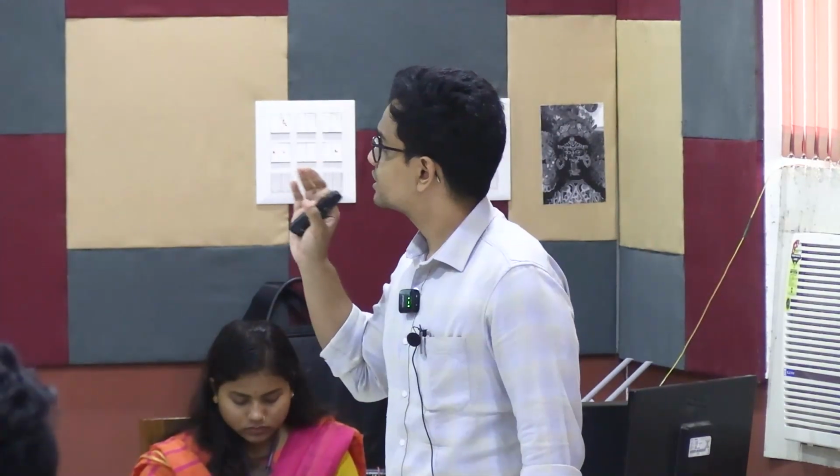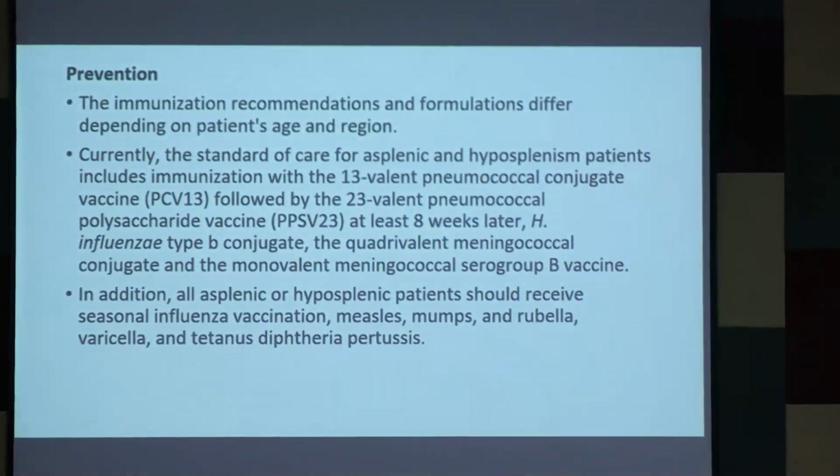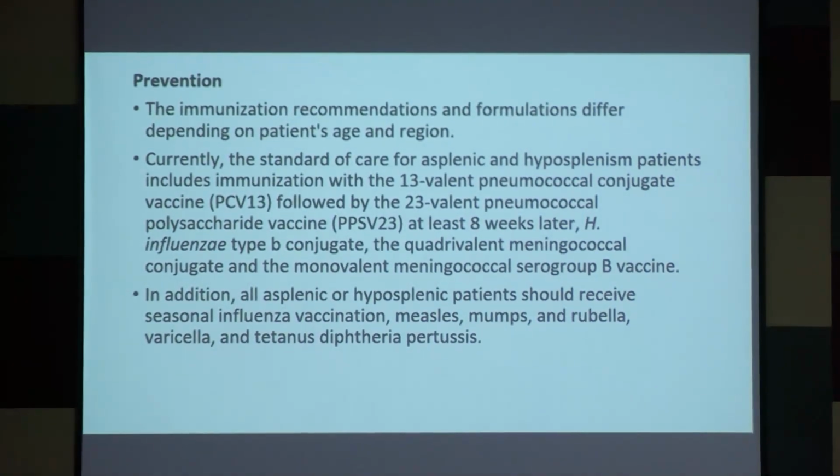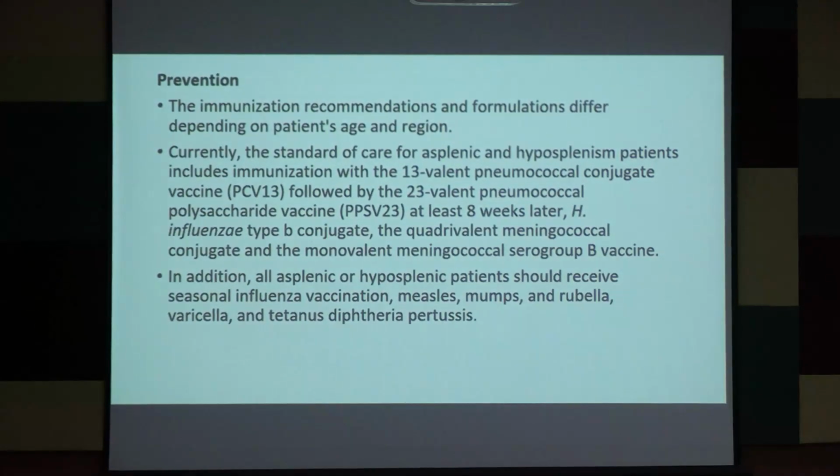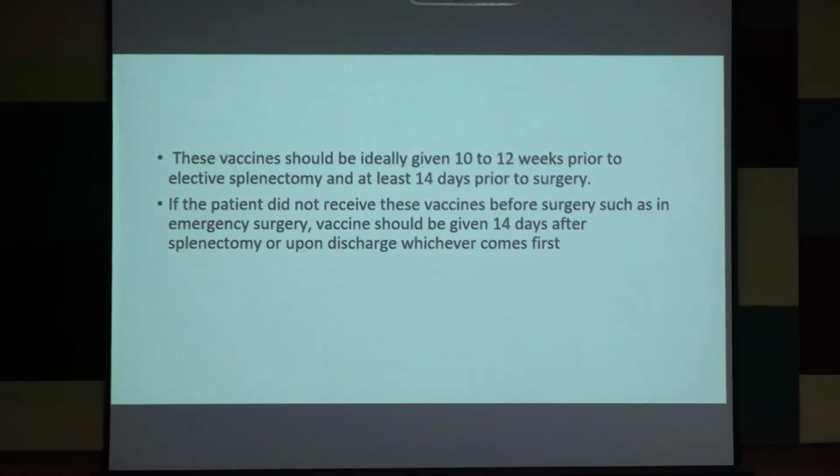Apart from that, vaccines are very important in any splenectomy patient. It depends upon the patient's age and region. Currently the standard vaccination includes the 13-valent pneumococcal conjugate vaccine, that is PCV13, followed by PPSV23, the 23-valent pneumococcal vaccine, at least after 8 weeks, then HIB, Haemophilus influenzae type B, the meningococcal vaccine, and the monovalent meningococcal serogroup B also has to be given. Also, a yearly influenza vaccine has to be given to all such patients, and measles, mumps, rubella, tetanus and diphtheria vaccines to prevent any kind of infection.